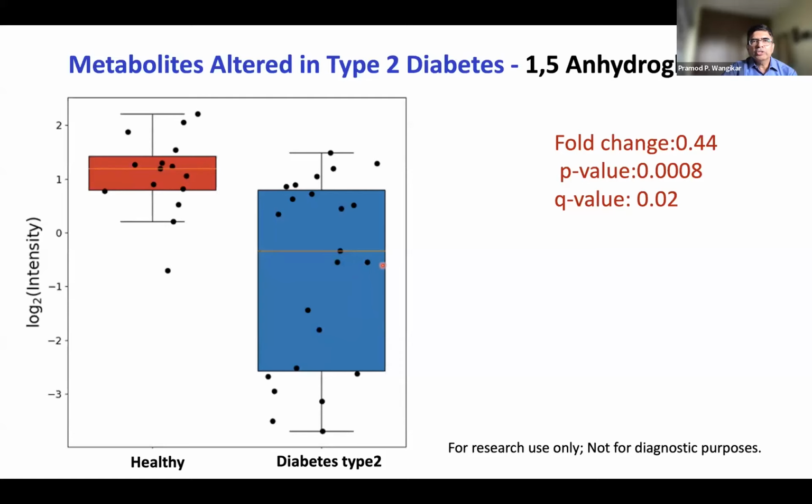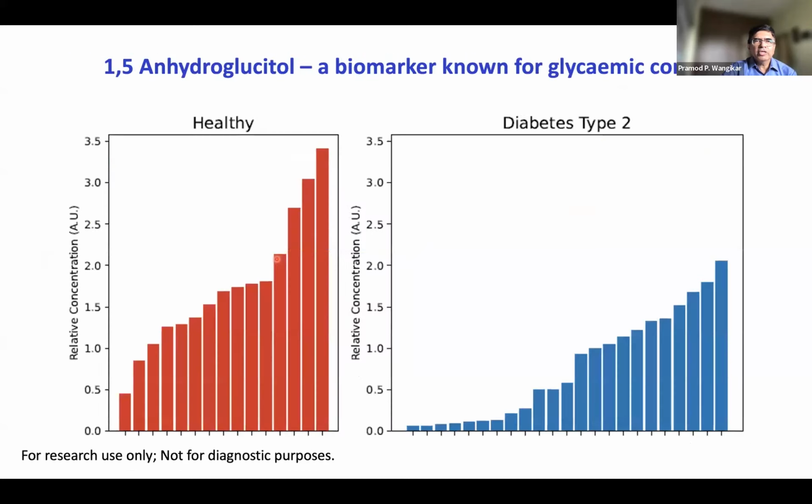1,5-anhydroglucitol, which gives you an idea of glycemic control over the last 15 days or so. And as you can see, the 1,5-anhydroglucitol level should be high. They are high in healthy, but in diabetic population, in half of them, they are quite low, which means that this population has got poor glycemic control, at least in the last 15 days.